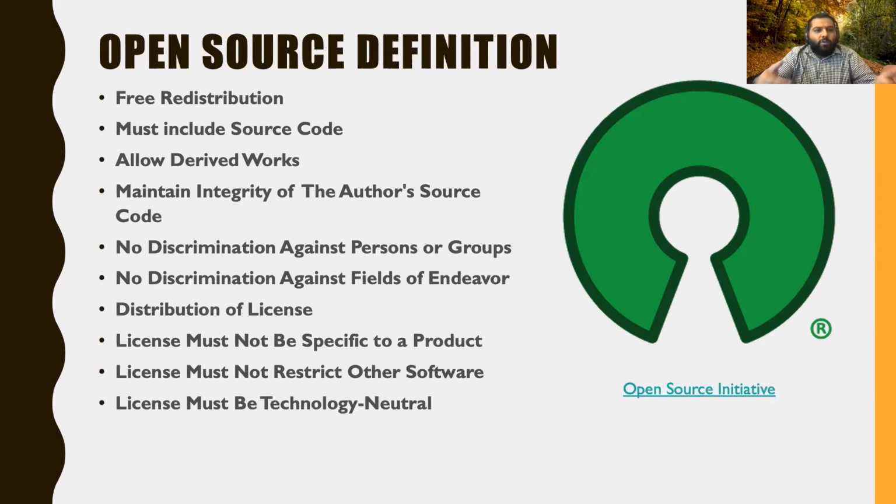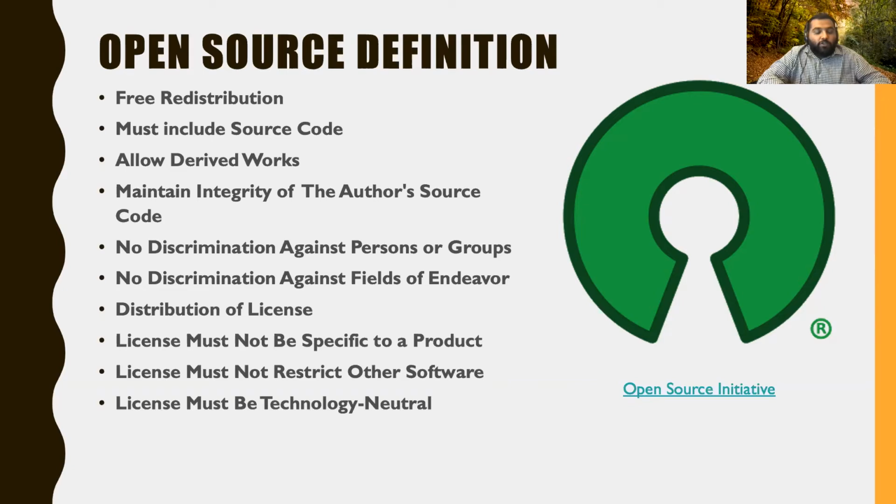It should always include the source code. It should always allow you to create derivative works. That's very important, meaning it cannot restrict you from doing certain things. The fourth point is very important to understand: it always makes sure that the author's integrity is maintained, meaning you should not remove the copyright information. You should always maintain the author's integrity there. The other big thing here is that there should be no discrimination against any groups or fields. It should always have a license.